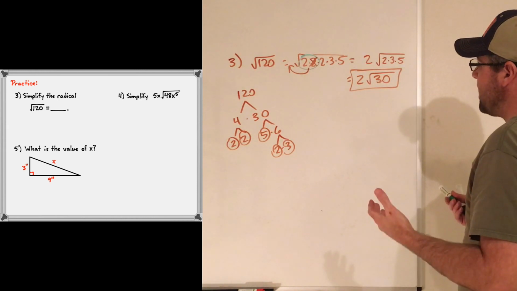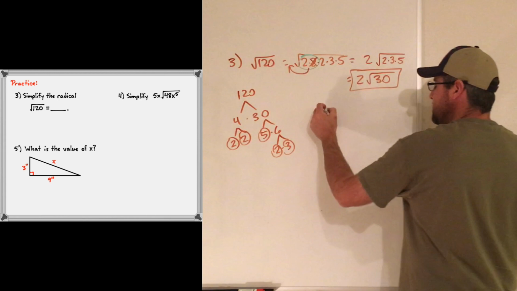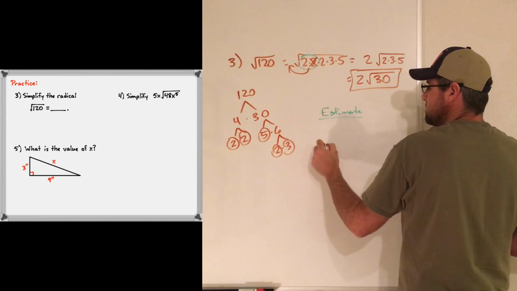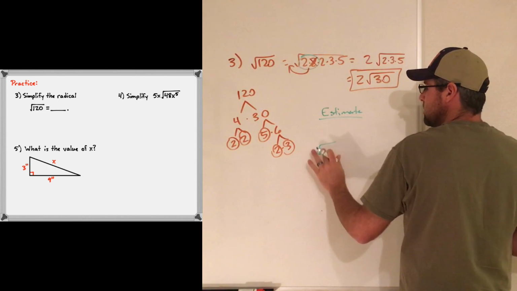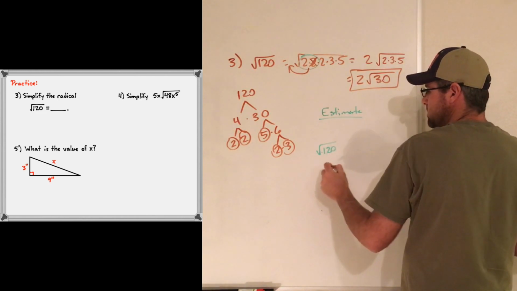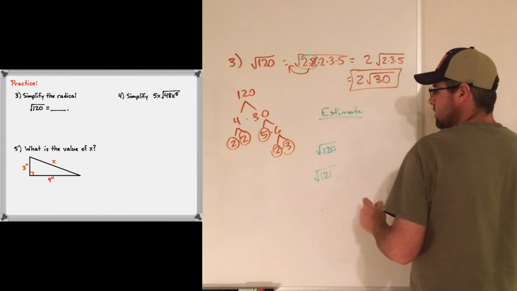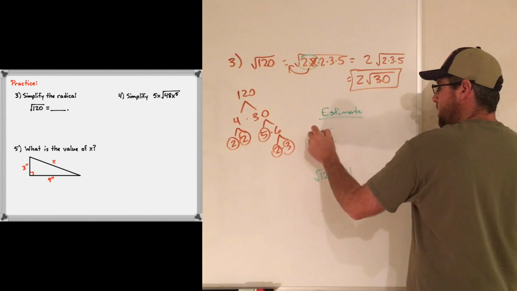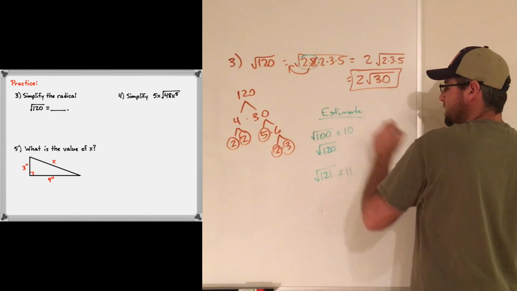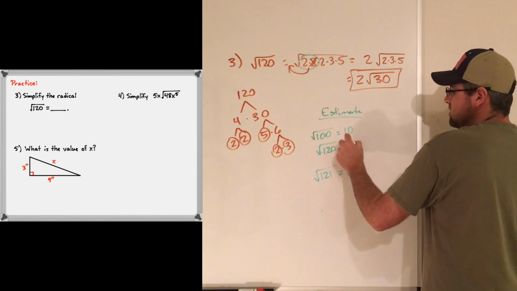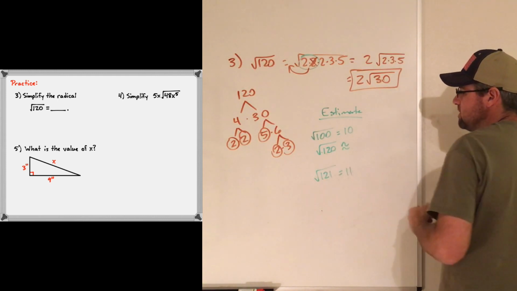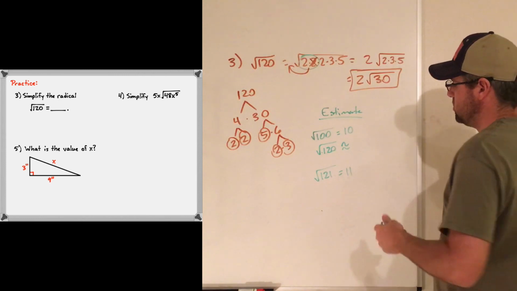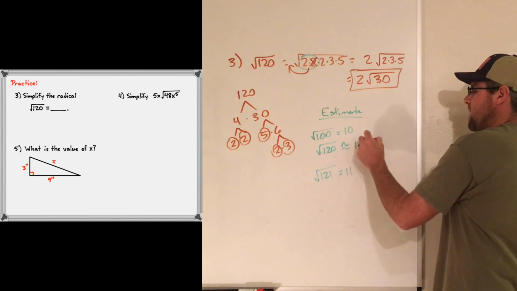Now, if I want to write that as an estimate, the square root of 120, I don't know what that is, but I do know one that's really close to it. I know the square root of 121 is 11. And I know that the square root of 100 is 10. That means the square root of 120 has to be somewhere between 10 and 11 because 120 is between 100 and 121. So I'm going to write about 10.5.